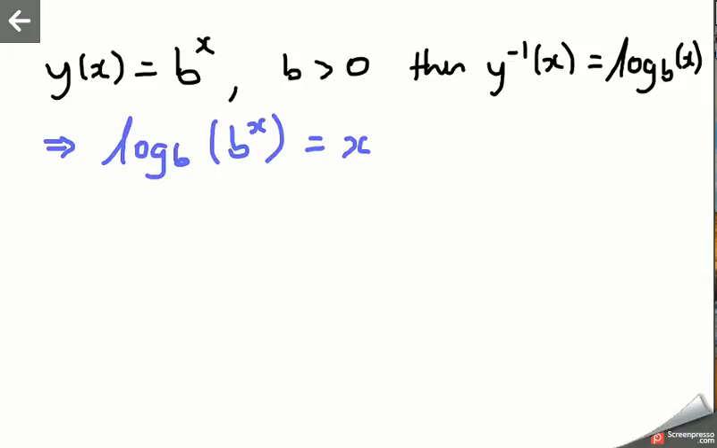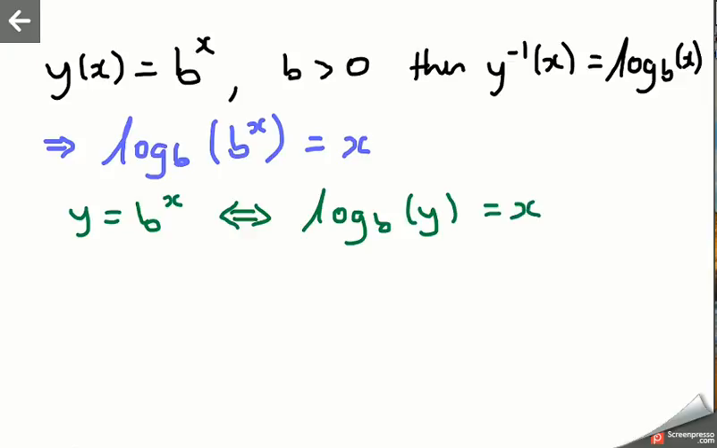Another way to express this is that y equals b to the power of x if and only if log to the base b of y equals x. So actually, these two statements are the same. These two statements are equivalent, because all we're doing is putting y into the logarithm with base b function.